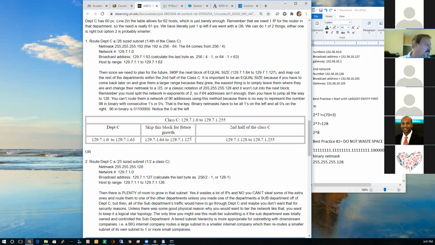So I'm just going to say 129.7.1.0 all the way through 127. That is all going to be Department C. So I highlight that section in my spreadsheet and say nobody can use that. That's Department C. That tells me the answer for the rest of what I need to know about this company. Where should I start the network?